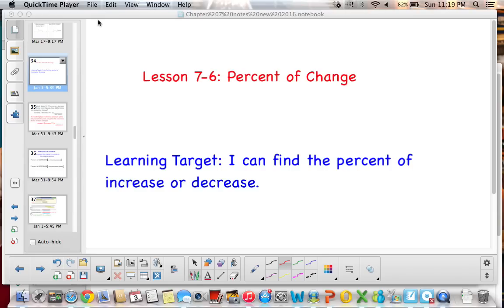Hi, 7th graders. We're on lesson 7-6, which is percent of change. So label the top of your page. Our learning target is finding the percent of increase or decrease. And this lesson starts on page 369 in your textbook.